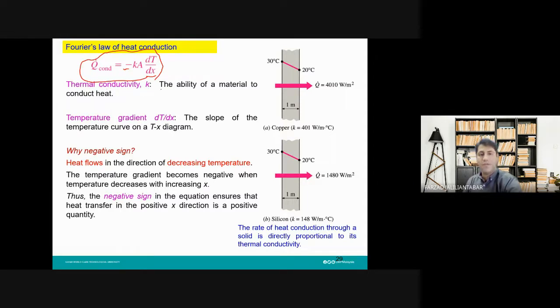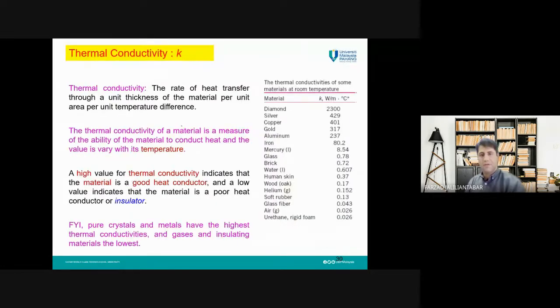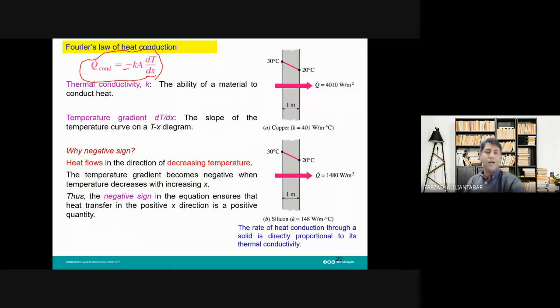About thermal conductivity, as I told you, it is a property of the substance, and it shows the ability of a material to conduct heat. For different materials, it is given, like what you can see here. And dT/dx, which we have here, is the temperature gradient, which is the slope of the temperature curve on the T-x diagram. In other words, the slope of this line is dT/dx.